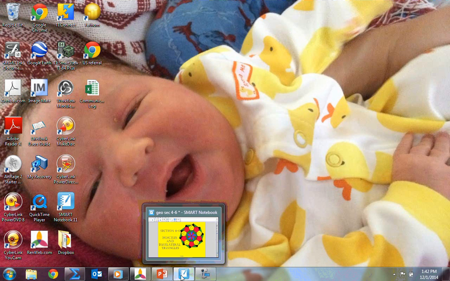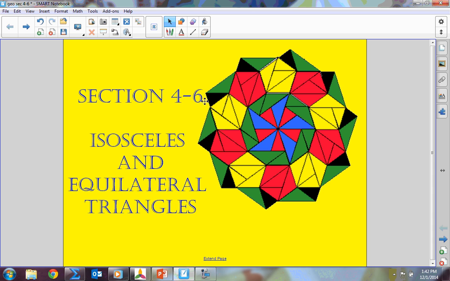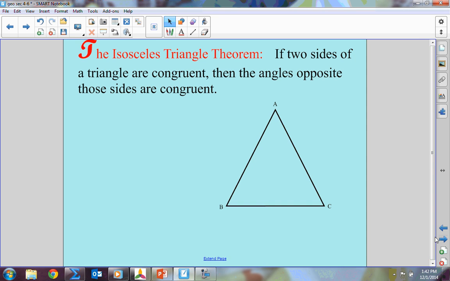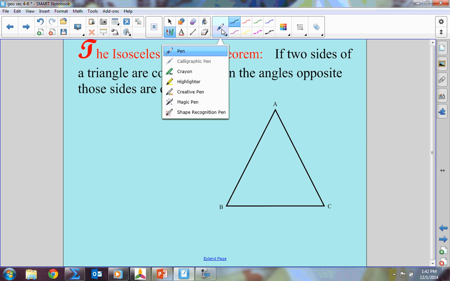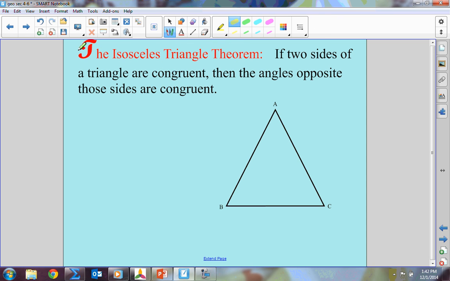And now we'll start. Okay, so section 4.6, isosceles and equilateral triangles. We're going to start with the isosceles triangle theorem. It is called the isosceles triangle theorem, so I made a fancy capital T and everything. What it says is if two sides of a triangle are congruent, then the angles opposite those sides are congruent.